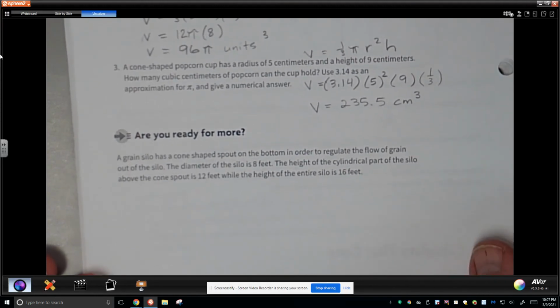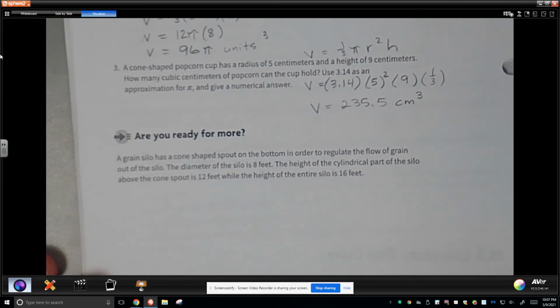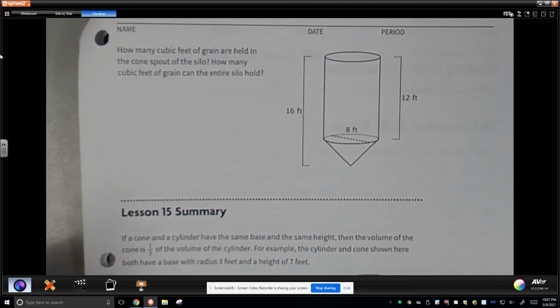You've got a grain silo that has a cone-shaped spout at the bottom in order to regulate the flow of grain out of the silo. The diameter of the silo is 8 feet. The height of the cylindrical part of the silo above the cone spout is 12 feet, while the height of the entire silo is 16 feet. Here's a drawing of that image. We'll let you go ahead and work that one out.